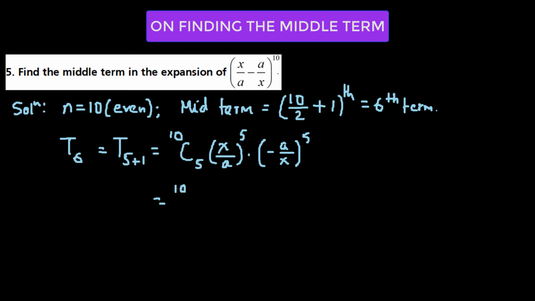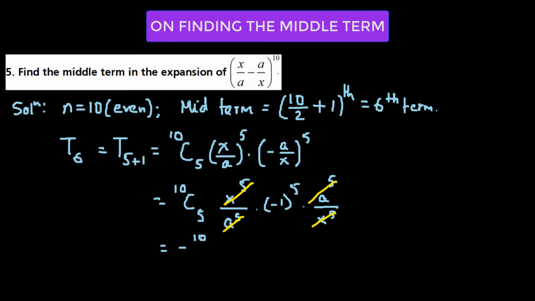Then we simplify the values to get 10c5 times x raised to the power of 5 divided by a raised to the power of 5 times negative 1 raised to the power of 5 times a raised to the power of 5 divided by x raised to the power of 5. So we have common terms in both the numerator and denominator, so they will factor out each other, leaving behind 1. So negative 1 raised to the power of 5 is going to be negative 1, so the final answer would be negative 10c5. You can go ahead and find the value of 10c5, that will be negative 252. So that is the answer.